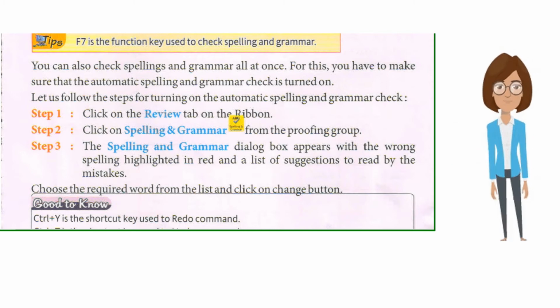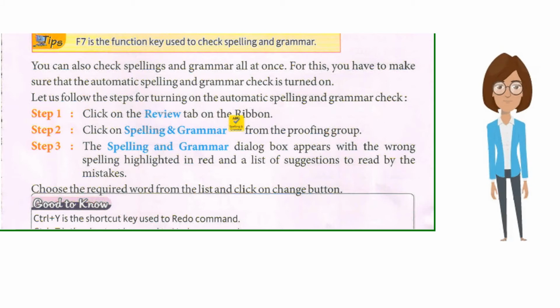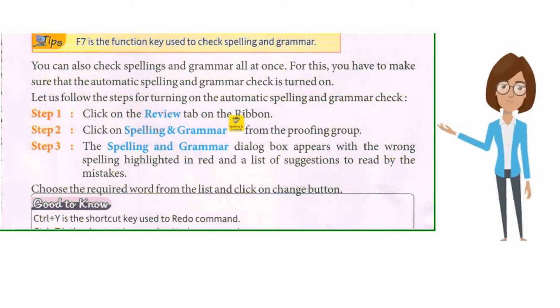F7 is the function key used to check spelling and grammar. You can also check spellings and grammar all at once. For this, you have to make sure that the automatic spelling and grammar check is turned on. Let us follow the steps for turning on the automatic spelling and grammar check.